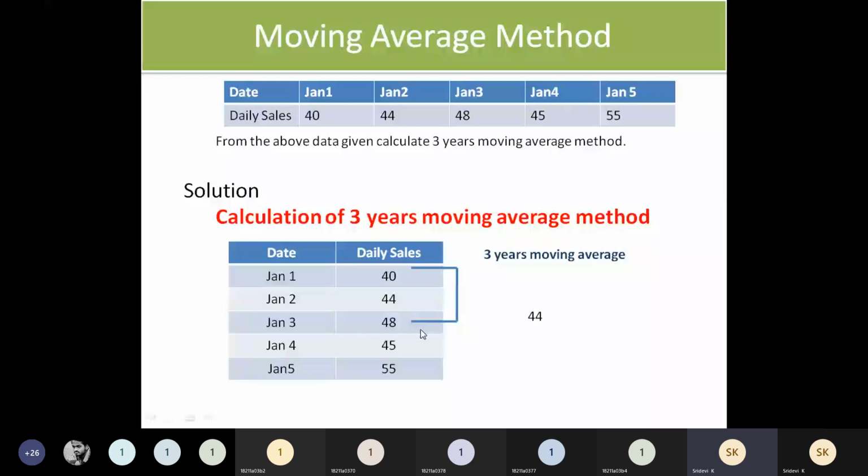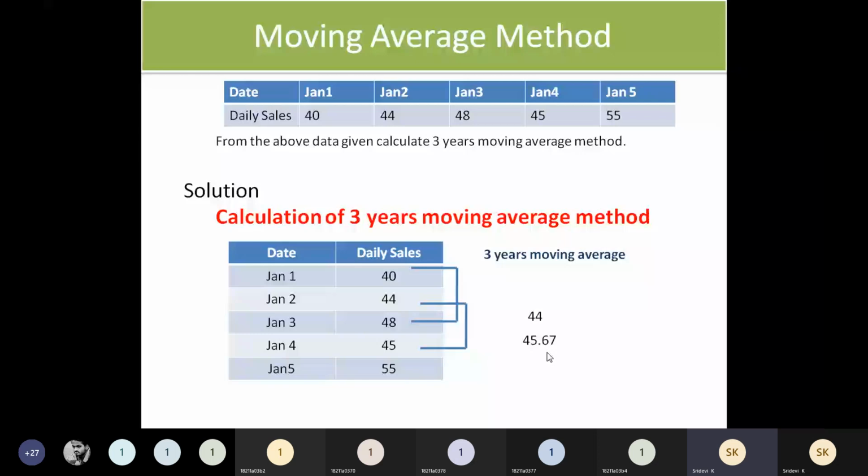If you leave one day and go for the next 3, that is called the moving average. So the next average I calculate is for the second, third, and fourth: 44 plus 48 plus 45 divided by 3. That will give you 45.67. This is the forecasted sales on the 4th, but the actual sales is only 45, which is less than the forecasted sales on January 4th.